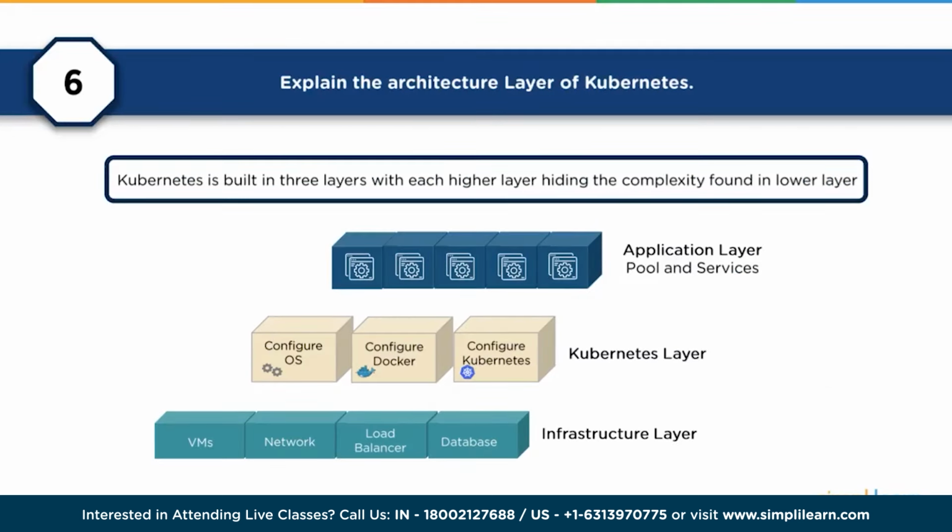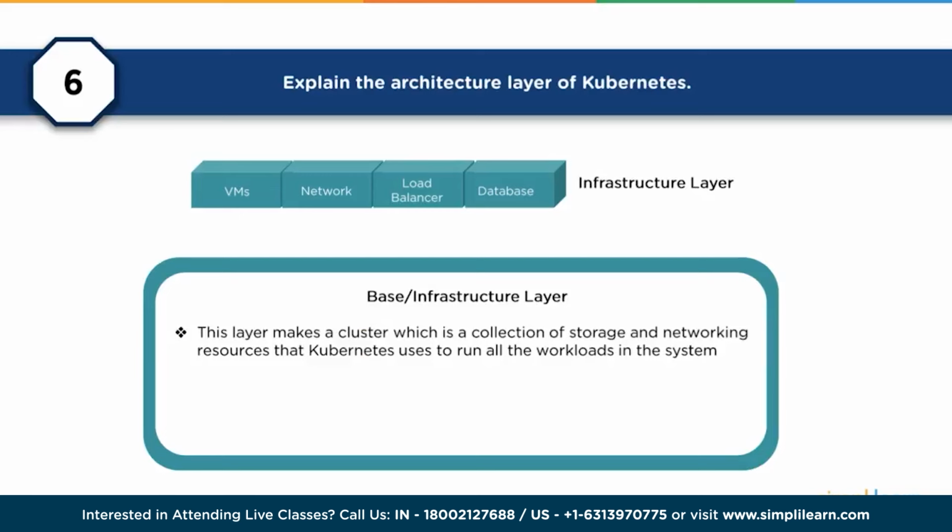So let's break out the architecture of Kubernetes. You're going to be asked to explain how the Kubernetes architecture is structured. And there are three key areas. There's the application layer, there's the Kubernetes layer, and then there's the infrastructure layer. We're going to start off with the infrastructure layer. And so the infrastructure layer is our base layer, and this is where you make your clusters for your collections of storage and networking resources within Kubernetes.